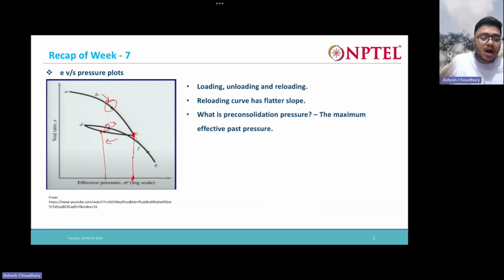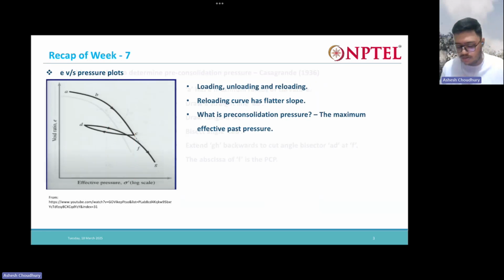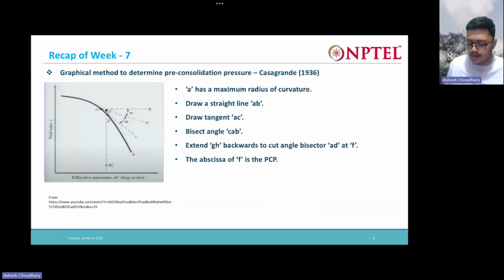Now, how can we determine this pre-consolidation pressure graphically? Say you get the e versus p plot for a soil from the site by doing the one-dimensional consolidation test, and you want to know the pre-consolidation pressure. We can do this graphically. Casagrande in 1936 gave a graphical method to get the pre-consolidation pressure. So how to do that?